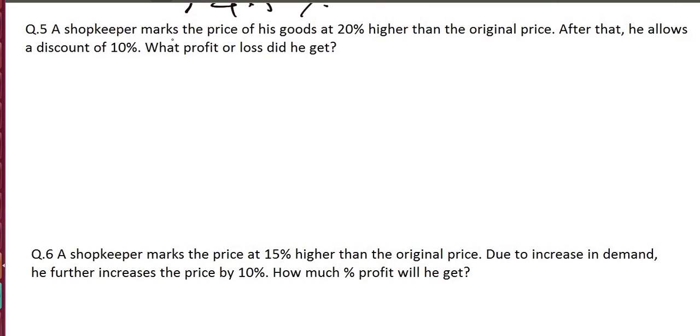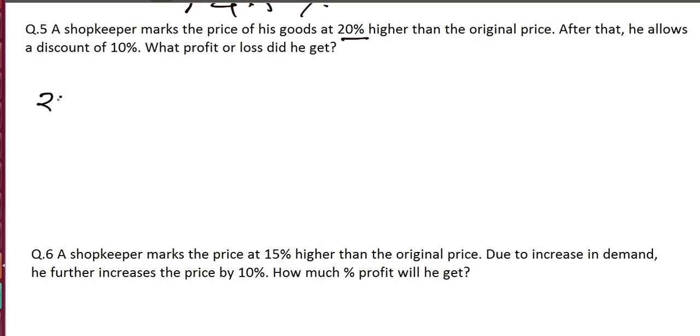Next question. A shopkeeper marks the price of goods at 20% higher than the original price. After that he allows a discount of 10%. What profit or loss does he get in this overall transaction? I think we solved this question, but let me do it one more time.